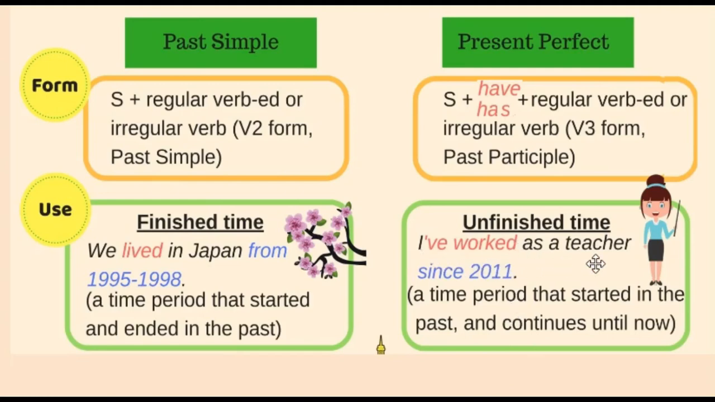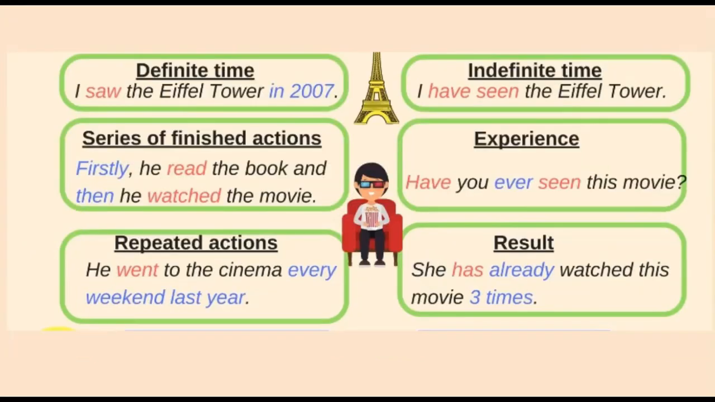I have worked as a teacher since 2011. No, the time is unclear here; this is another example. I have seen the Eiffel Tower. When did I see it? Unknown, or I don't say. I pay attention to the fact that I have seen it at some point. I have seen the Eiffel Tower. In this case, we use present perfect.